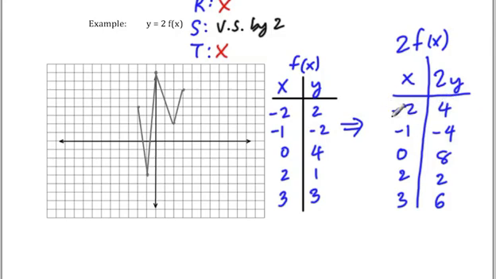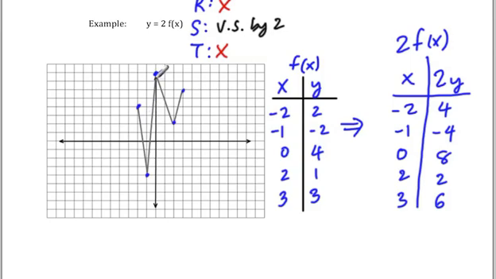The first coordinate, -2, 2, becomes -2, 4, which is that point right there. -1, -4, which is that point right there. 0, 8, which is that point right there. 2, 2, which is that point right there. And finally 3, 6, which is that point right there.